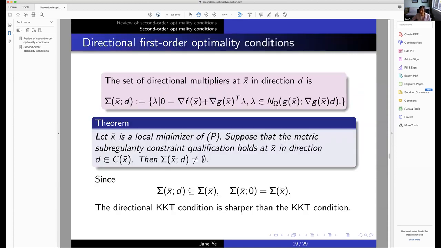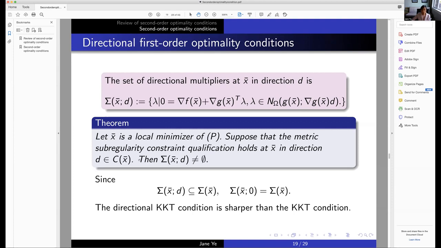Okay, so as I say, we not only can derive a second order condition, our first order condition is also sharper than the usual one. So we will use the directional first order optimality condition. The difference is that you replace the limiting normal cone by the directional limiting normal cone, which is smaller. So the multiplier is in a smaller set if D is non-zero.